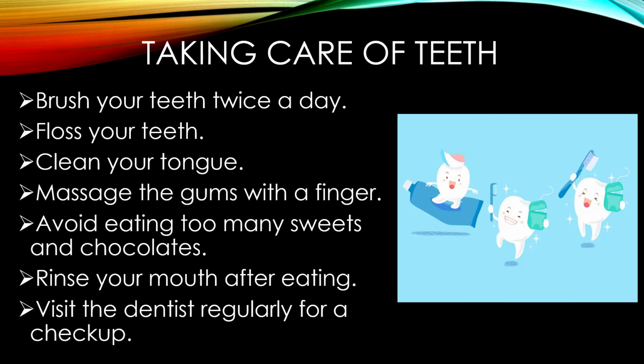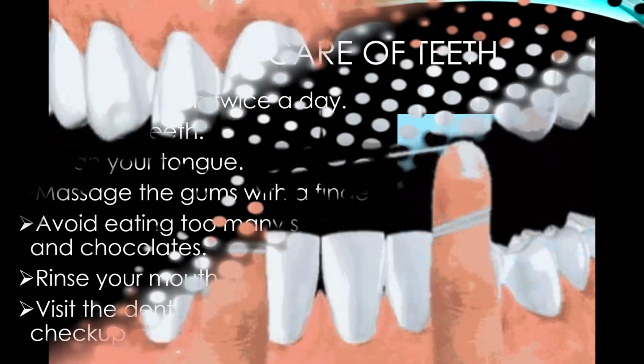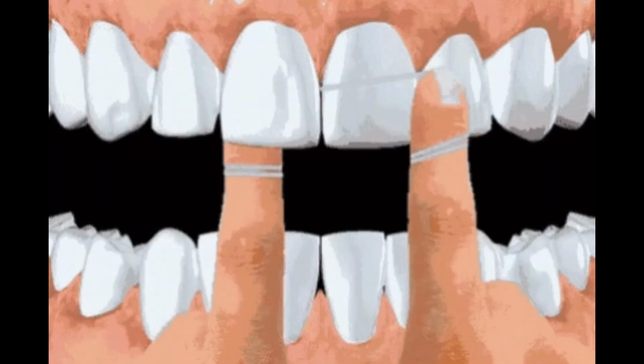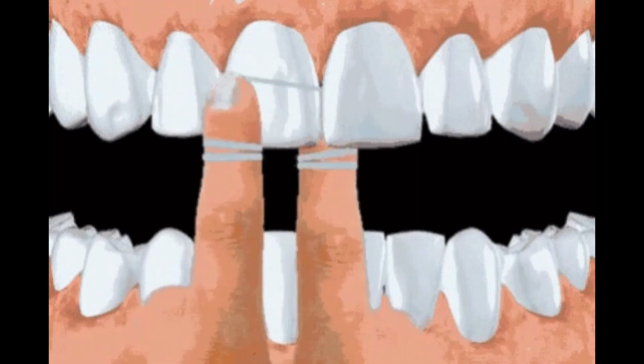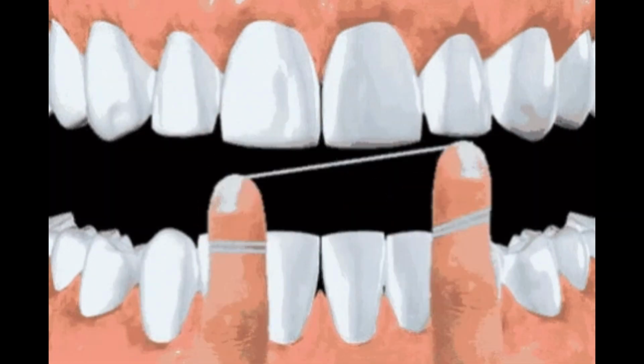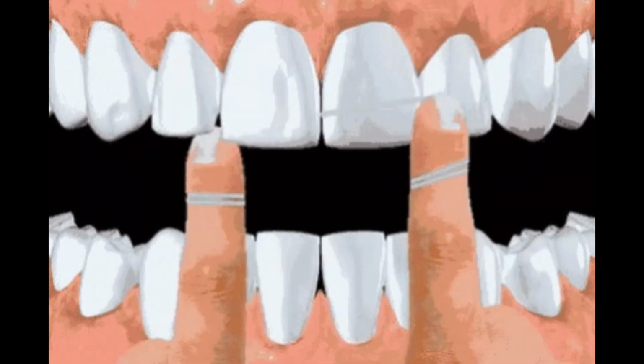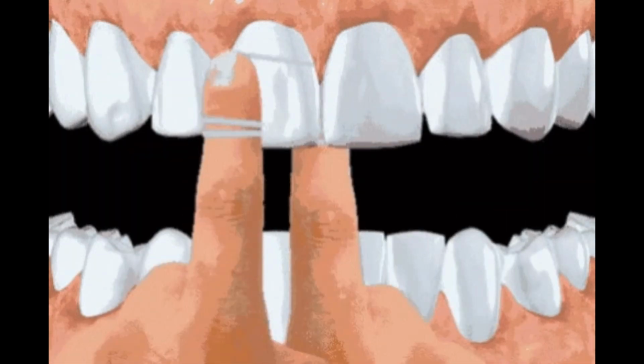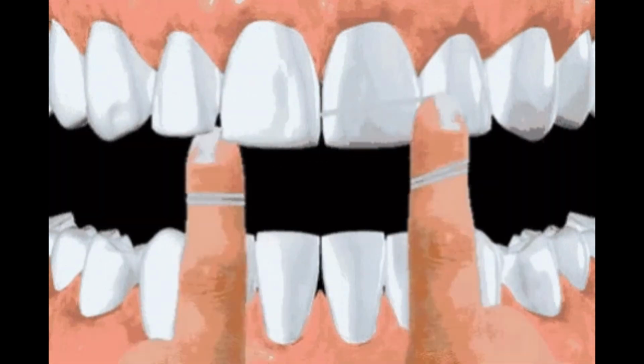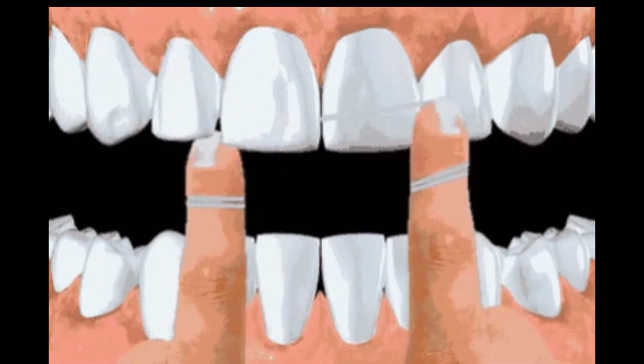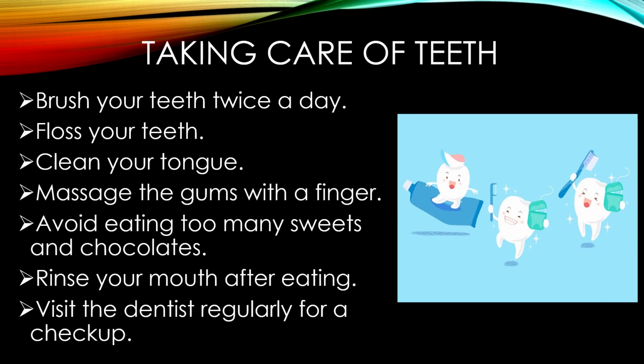And also children, floss your teeth once a day. Flossing means to clean in between the teeth with a soft thread. Flossing of teeth removes the food stuck between the teeth that cannot be removed by brushing. Understood children? And next, clean your tongue with the help of a tongue cleaner to remove the bacteria. Massage the gums with a finger.